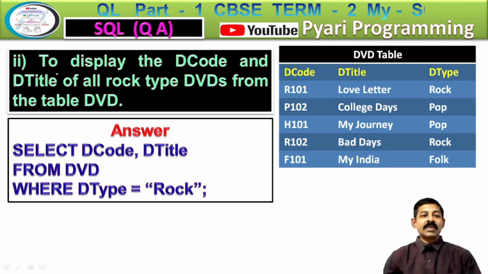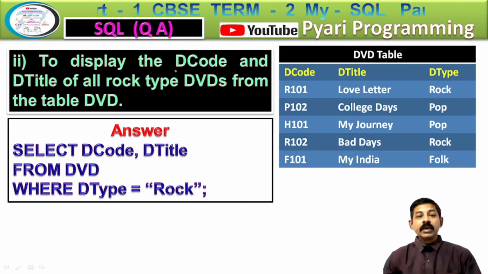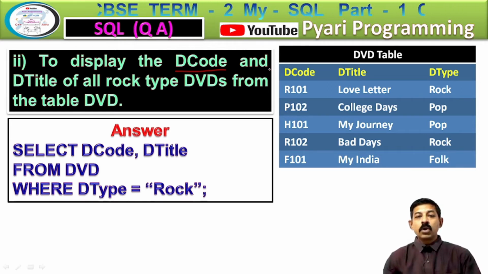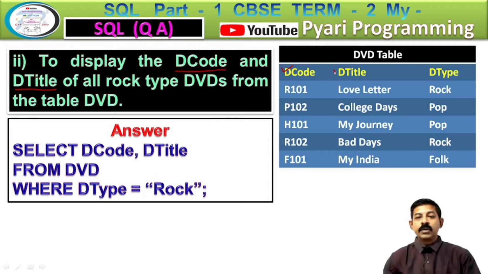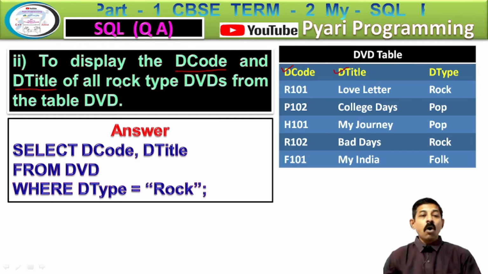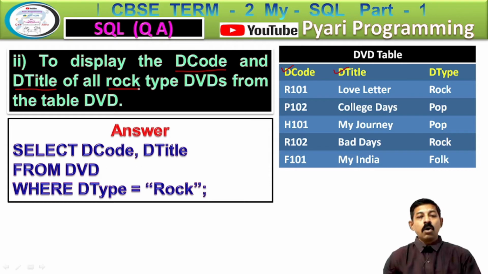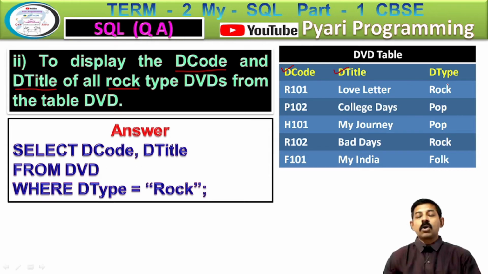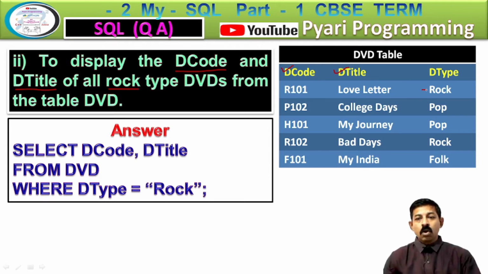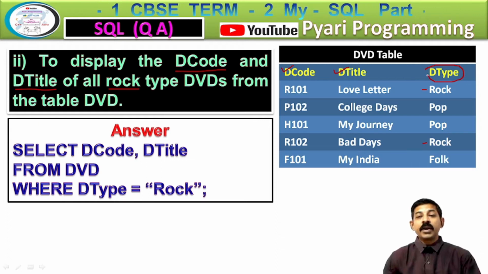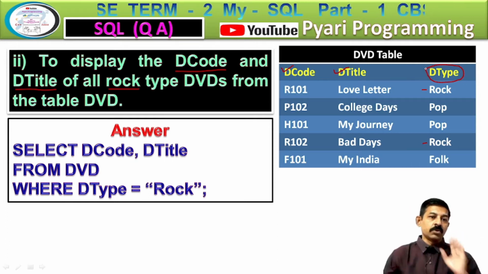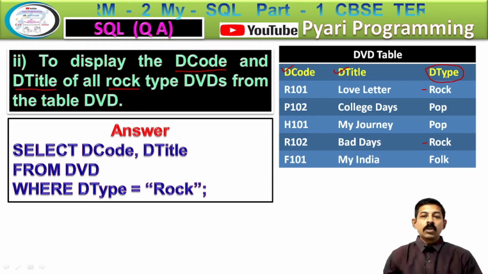Question number 2 is saying that display the decode. Underline this one. It is talking about this column name, decode and D title. Check it out. Yes, we have D title of all rock type. We don't have any column called rock type. But look at over here. The rock is available over here. So its column name is your D type, which is not specified in the question. Look at this, not specified in the question. That means it's talking about the column name called D type.